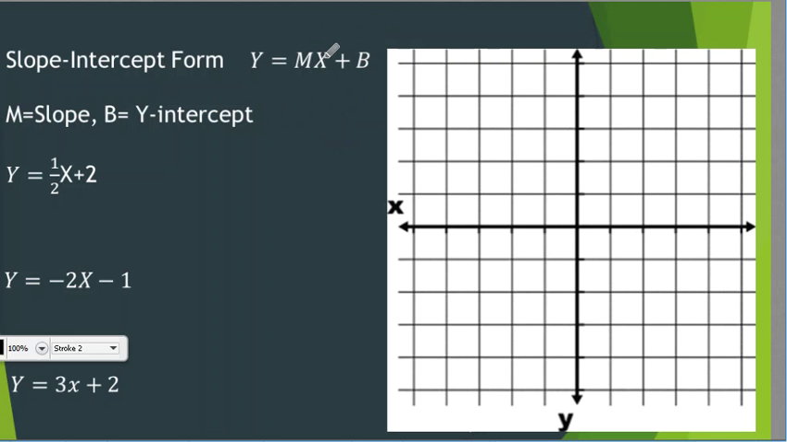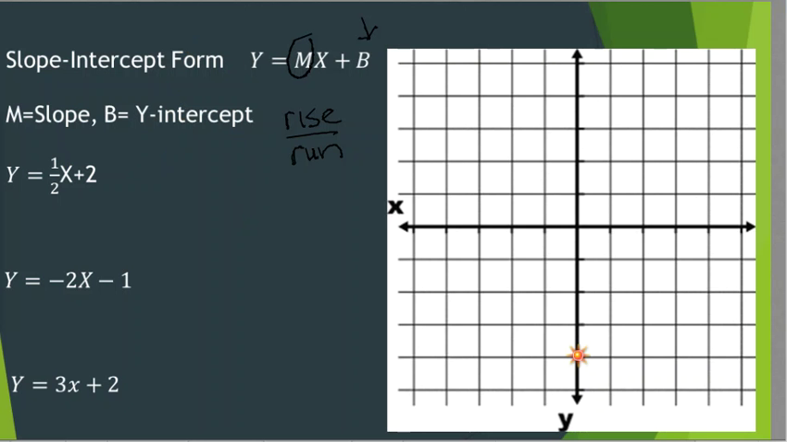Okay, remember that slope is going to be a fraction of the rise over the run. And the b, that is just going to be a number or a constant. That's going to be the place where the line crosses through the y-axis. So remember this vertical axis right here. This is our y-axis.